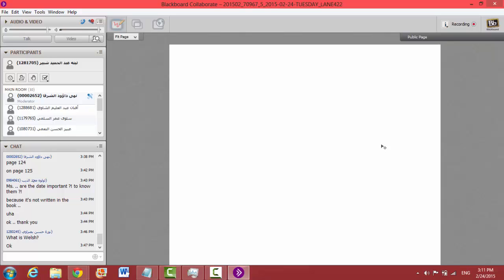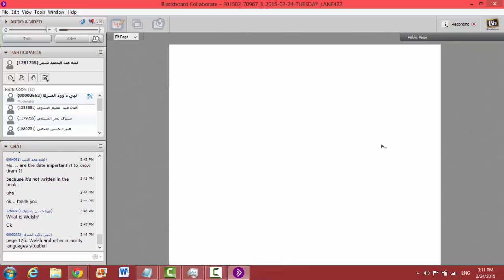Okay, now, if you go to page 126, you will find it talking also about the Welsh and other minority languages' situation in the world. Okay, let's see what other languages. We were talking about the Welsh.